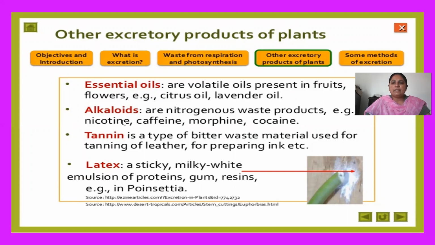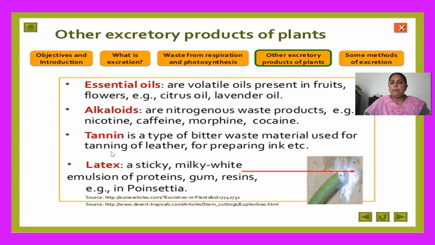Another type of excretory product of plants is the alkaloids. These alkaloids are nitrogenous waste products. Examples of alkaloids are nicotine, which is present in tobacco leaves, caffeine, which is present in coffee seeds, morphine, which is present in the poppy plant, and cocaine, which is obtained from the coca plant.